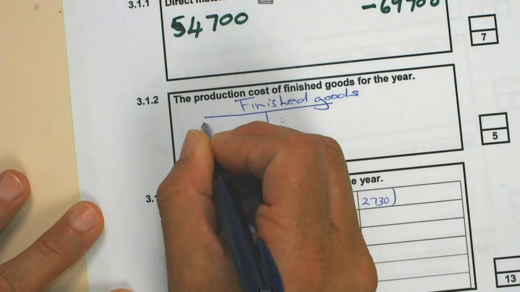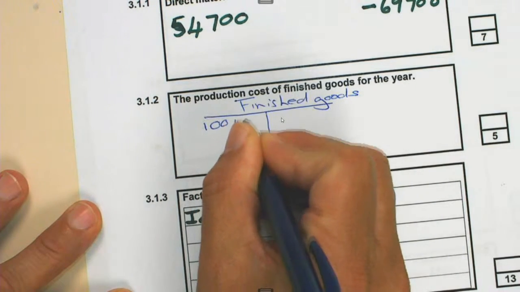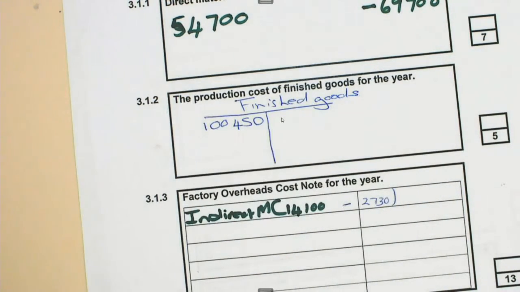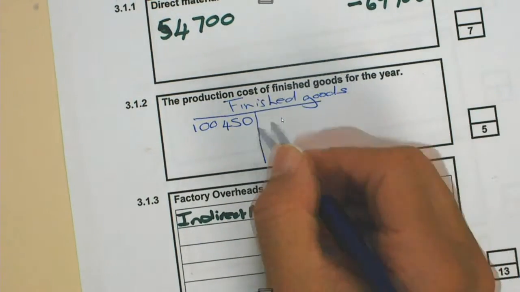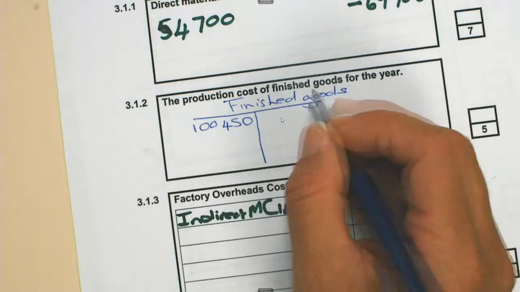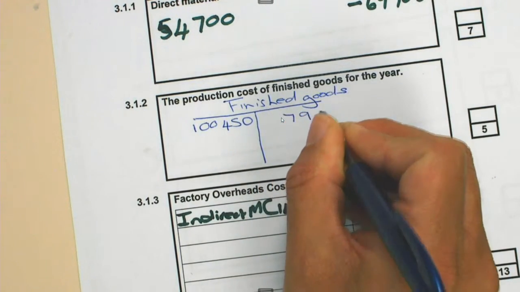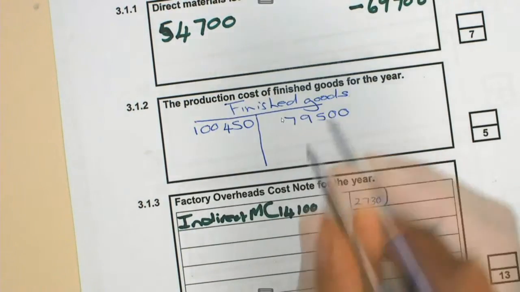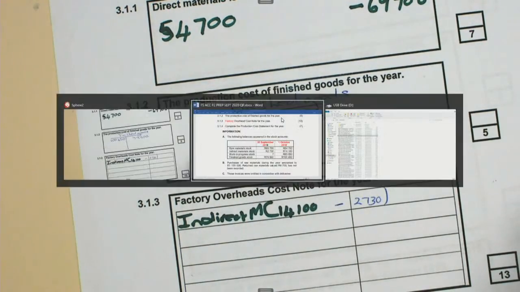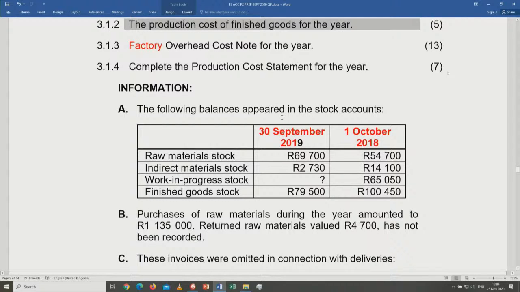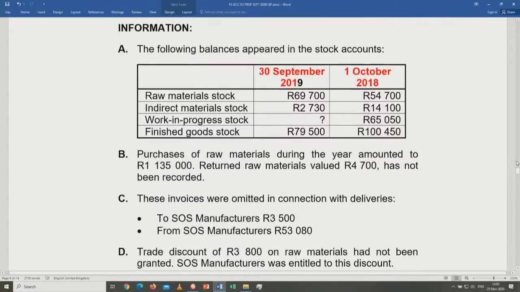100,450. Let's write it here. Don't waste time trying to be fancy with fancy lines or the ruler and so on. Just try and get all your answers on your question paper or your answer book, right? Then we have the finished goods stock at the end of the year, 79,500. Okay, let's go back to our question paper. That's A. I read A's information and recorded it all over the place, thereby saving time. So I don't have to go back to A because I've read all my information in A.